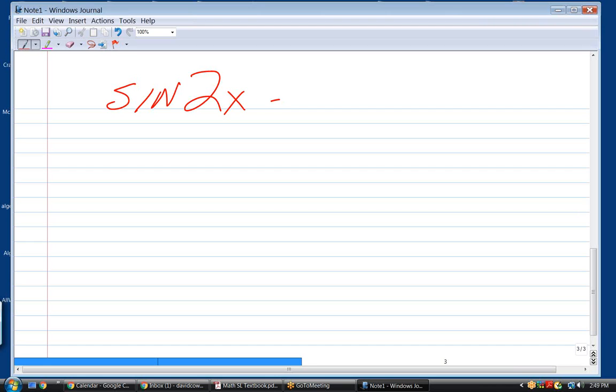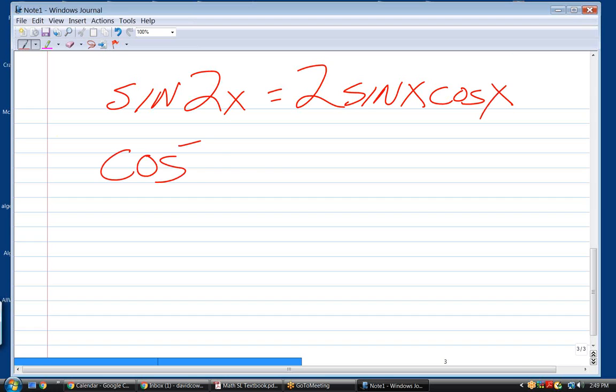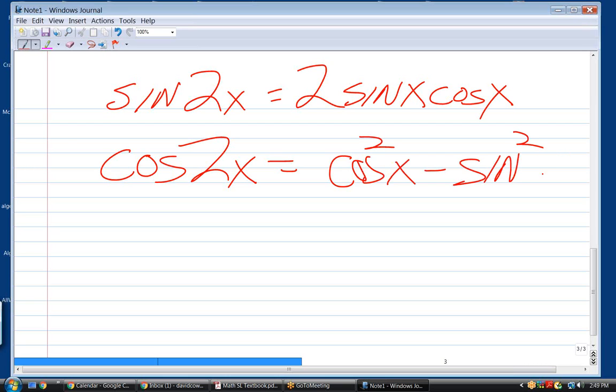But what's sine of 2x? 2 sine times cosine. Okay, good. And the tough one is the cosine one because there's 3 of them. Cosine squared minus sine squared. Every one of these 3 identities has a minus. There's no products.